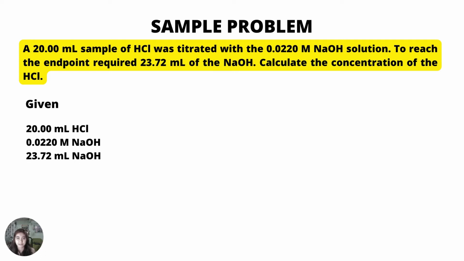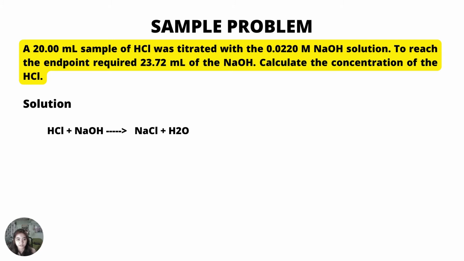So we have one of the basic steps, the given. We have to list the volume of hydrochloric acid, the concentration of the sodium hydroxide, and the volume of sodium hydroxide. The unknown: we have to find or calculate the concentration of hydrochloric acid.